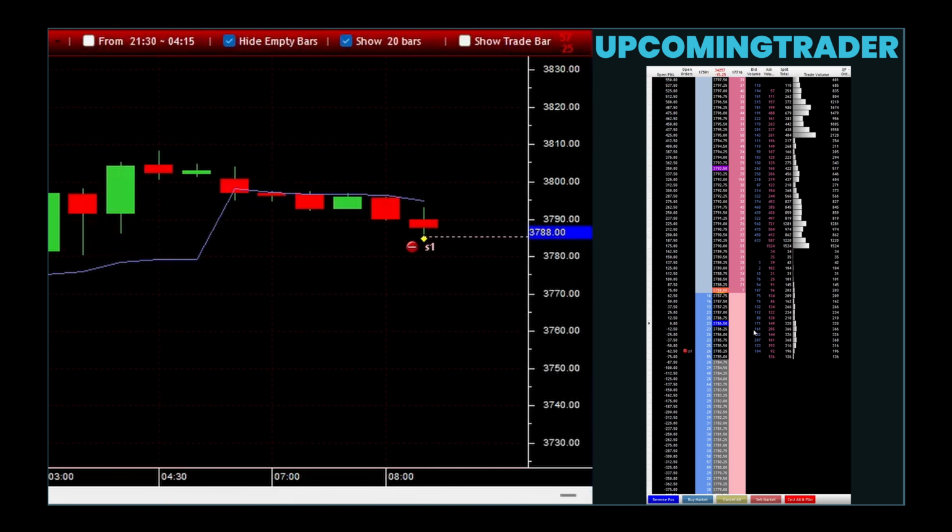For instance, seeing a tweezer top formation at the end of an uptrend may prompt a trader to sell their position, anticipating a reversal and a drop in prices. Conversely, spotting a tweezer bottom might signal a good buying opportunity, anticipating an upcoming bullish market.